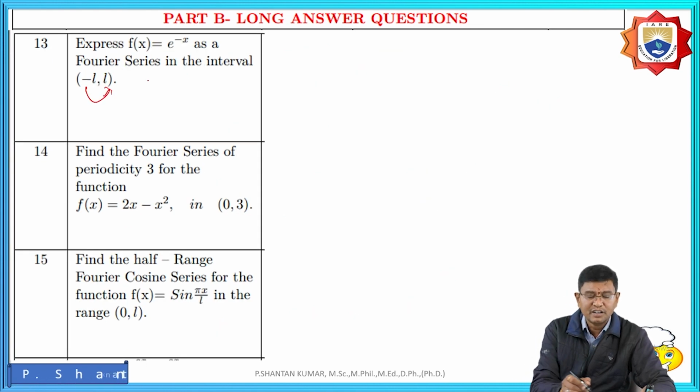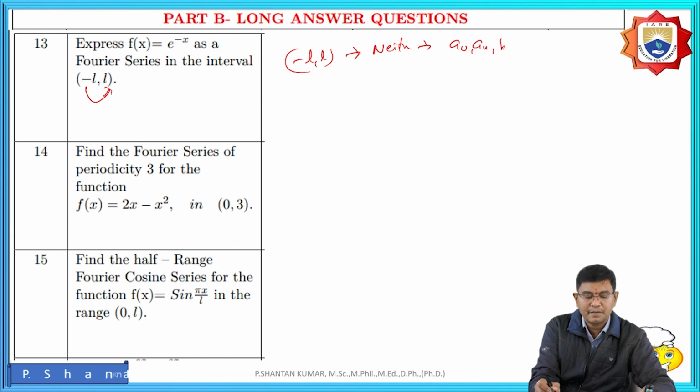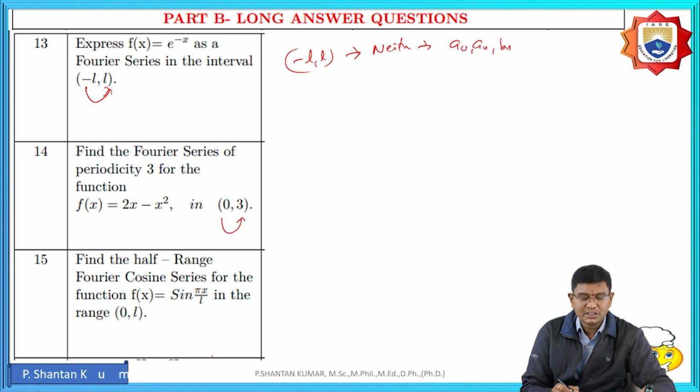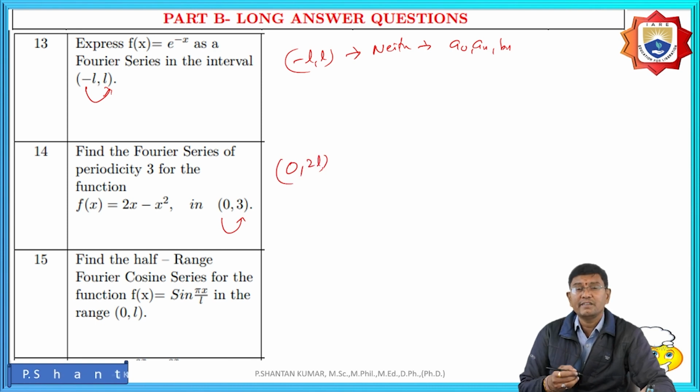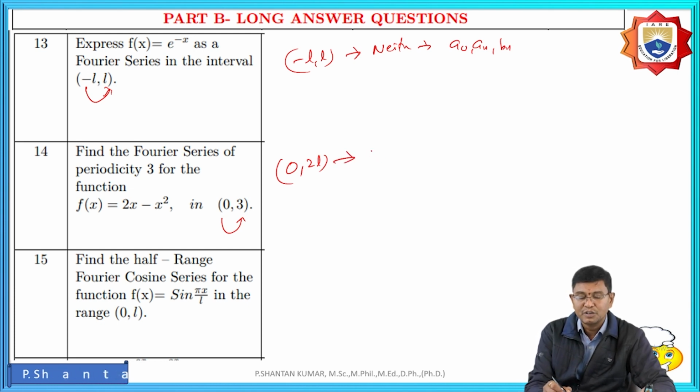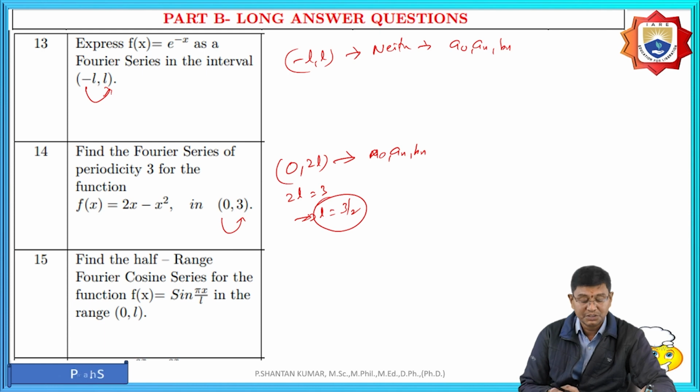The function is neither, so we need to find a0, an and bn. And the period is 0 to 3. That means it is clearly 0 to L, because they have not given half range or cosine or sine. It is given that the periodic function is 0 to L. Then find the series according to neither. You find out a0, an and bn. And after calculating, here consider that 2L is nothing but 3, and again L is nothing but 3 by 2 is the final solution.